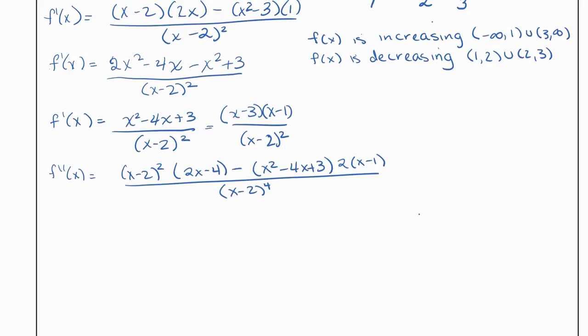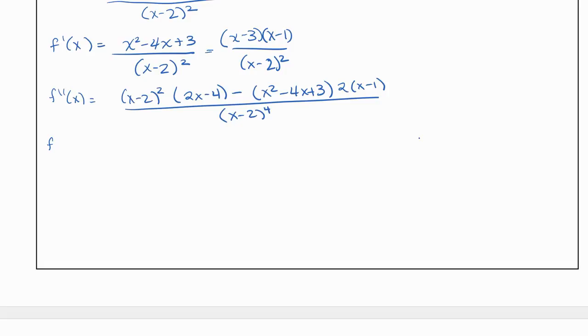Okay, so I'm going to pause this and do a little bit of algebra to simplify this, but I don't need to take your time showing you all the steps. I'm going to square this, FOIL it out, distribute this. I'm basically just going to simplify the numerator. Okay, so this simplifies down to negative 2x squared plus 10x minus 10.